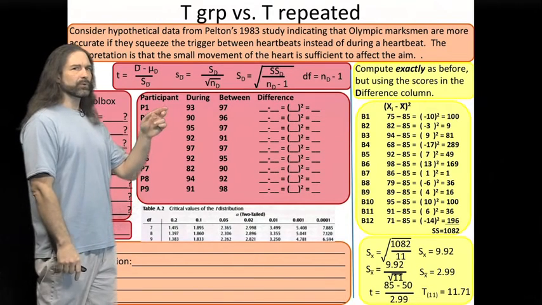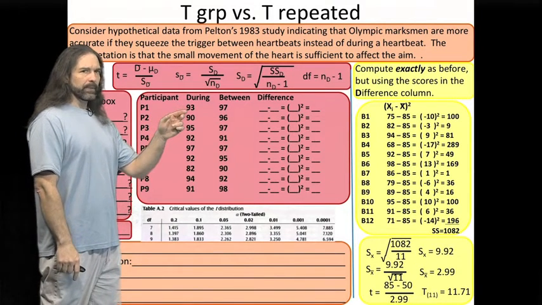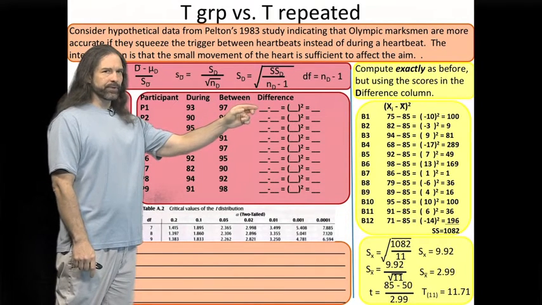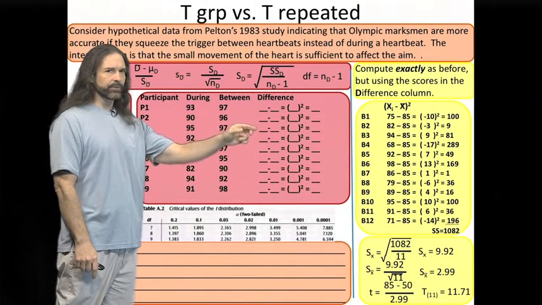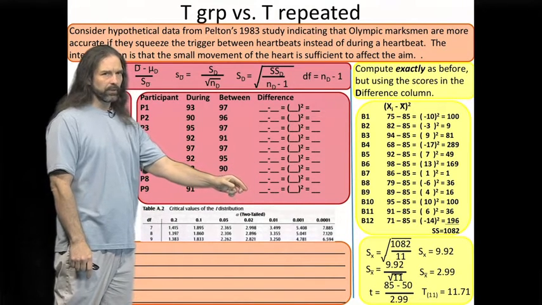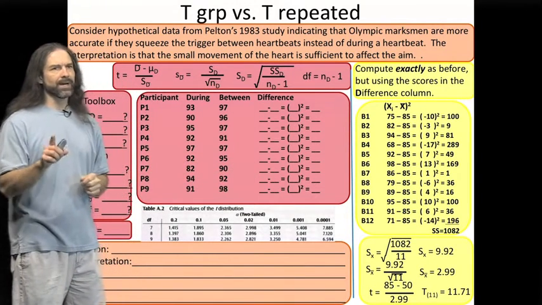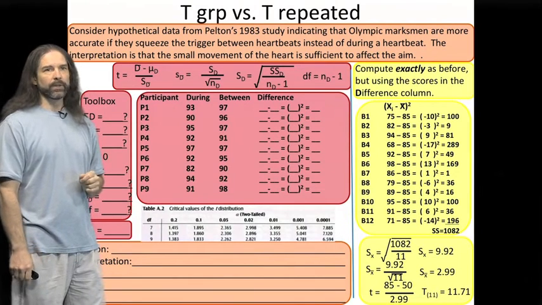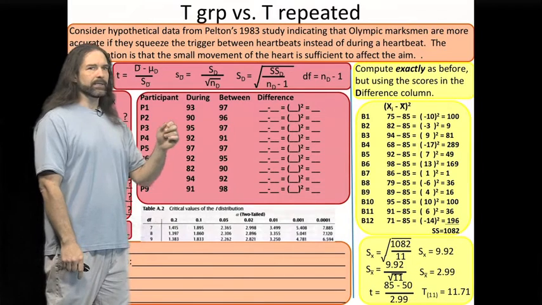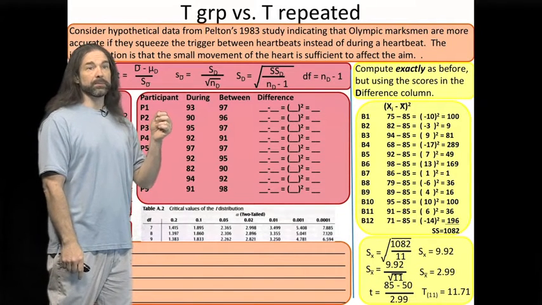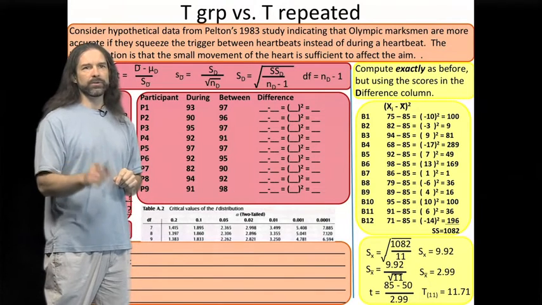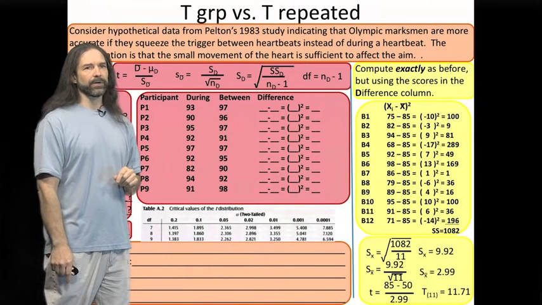You have to subtract 93 minus 97 to get your difference score. So this very first row of numbers will be doing the subtraction between those two. It does not matter which direction that you do the subtraction. I could subtract 97 from 93, or I could subtract 93 from 97. It doesn't matter which way you do it, as long as you are consistent the entire time.